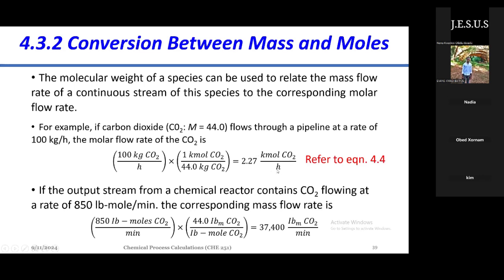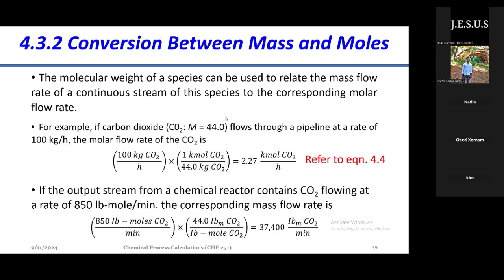It's still the same as using the formula like that. But I just have to make sure that your units are consistent. If this was in gram per hour, then your molar mass is supposed to be gram per mole. So here your answer would have been moles of carbon dioxide per hour, not kilomoles. So I was saying that the carbon dioxide is flowing through the pipeline at a rate of 100 kilogram per hour. Now when you want to find the molar flow, because here the mass is in kilogram, then your molecular weight is supposed to be kilogram per kilomole, right?